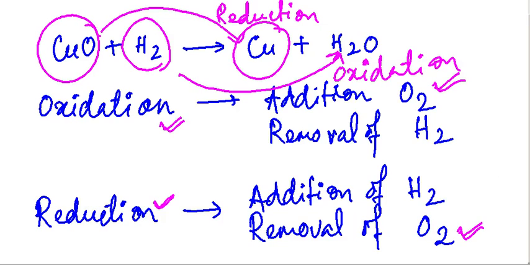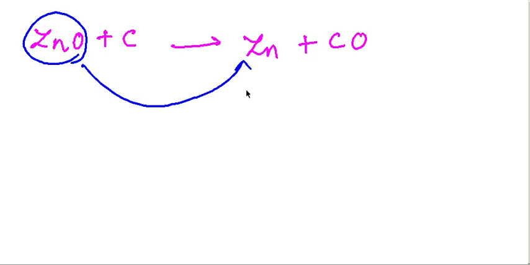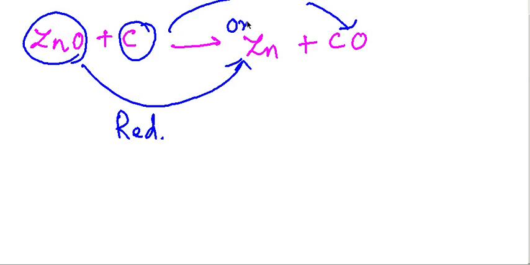in an equation. Similarly, let's take a few more examples, like zinc oxide plus carbon. Zinc oxide plus carbon will give you zinc plus carbon monoxide. Now from zinc oxide to zinc, it is removal of oxygen, hence it is reduction. Carbon to carbon monoxide is oxidation.